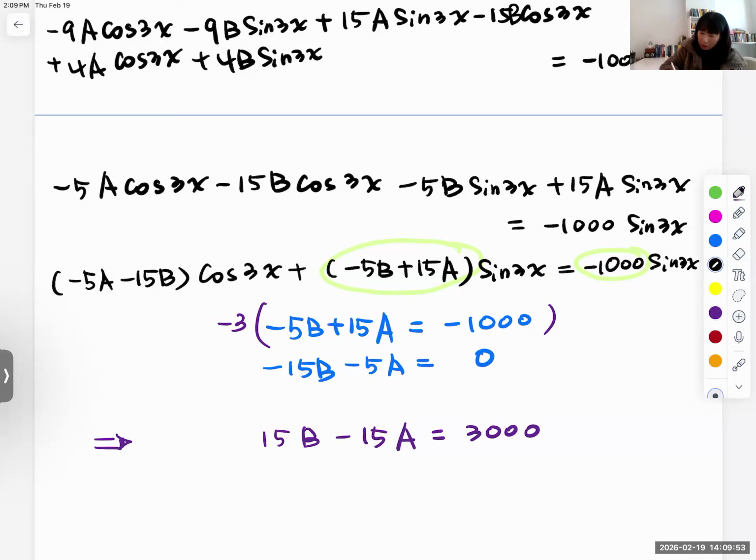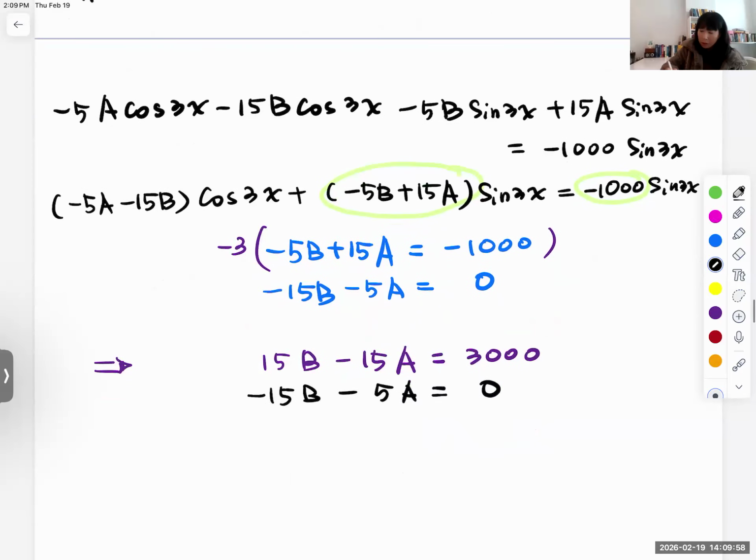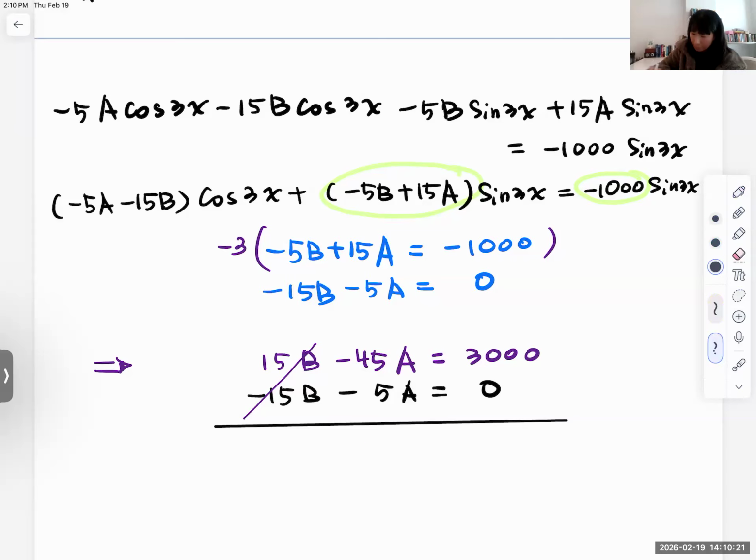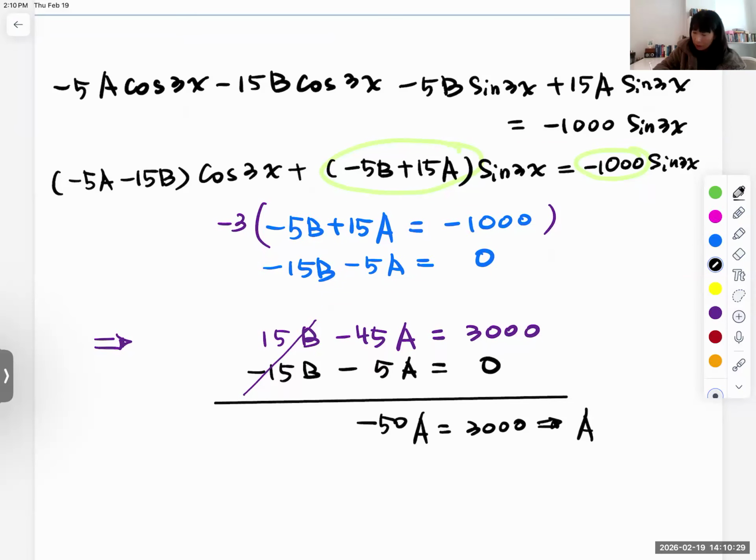And then the bottom one has like that, right? Okay, then, oh, no, hold on one second. I have not. 3 times 15, 45. Yeah. Okay, then simplify. We have negative 60a equal to 3000. So what's the A will be then? It's negative 60, right? Good.